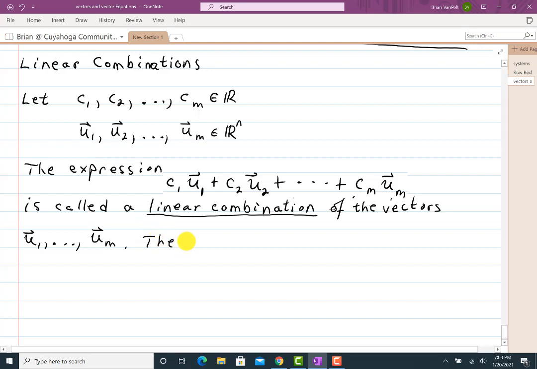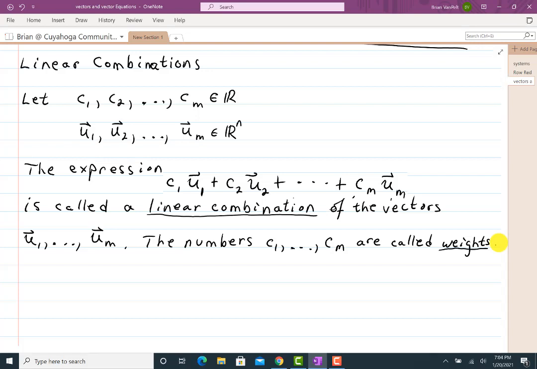The numbers C1 up to Cm are called weights or scalars. Usually they'll talk about scalars when you're talking about one vector, and in something like this they're called weights because if you've ever done a weighted mean or a weighted average for something, you take weights into account in the average.